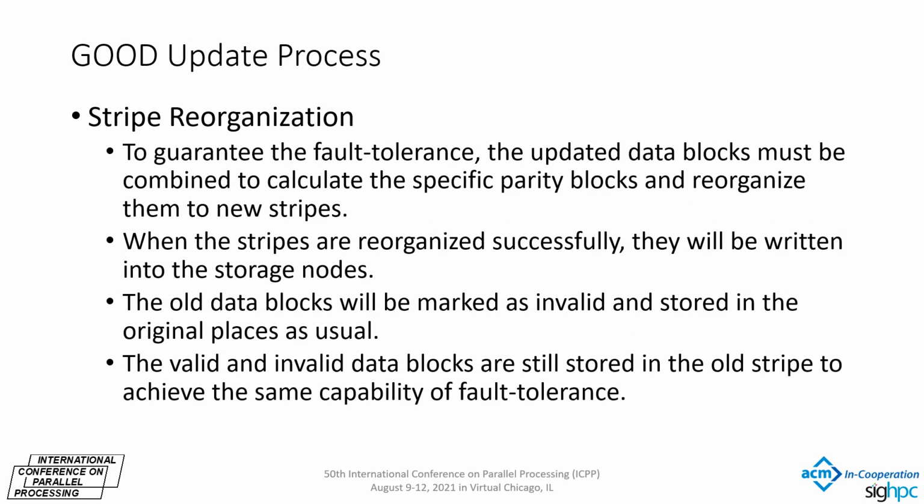To guarantee the fault tolerance, the updated data blocks must be combined to calculate the specific parity blocks and reorganized into new stripes. When the stripes are reorganized successfully, they will be written into the storage nodes. The old data blocks will be marked as invalid and stored in the original places as usual. The valid and invalid data blocks are still stored in the original stripe to achieve the same capability of fault tolerance.